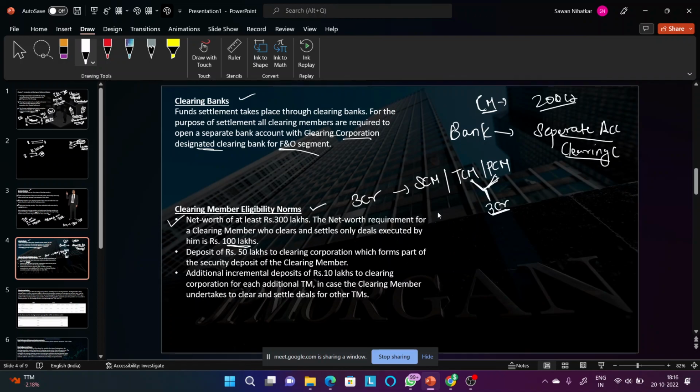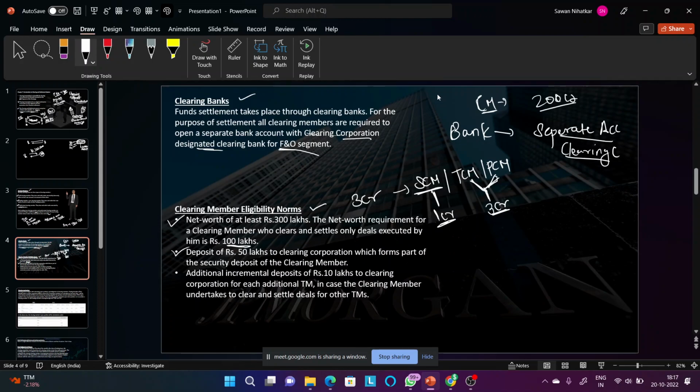Now, what do you mean by net worth? Net worth is nothing but all the assets and cash flowing assets that you are having currently. So a combination of all that is basically your net worth. And on the other hand, if we talk about the self-clearing member, these members are the ones who are clearing trades only for themselves, those which they executed. So in that case, the net worth requirement reduces to 1 crore only.